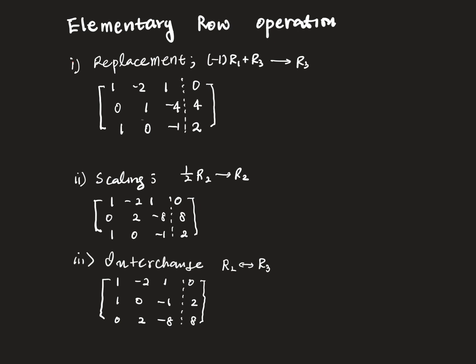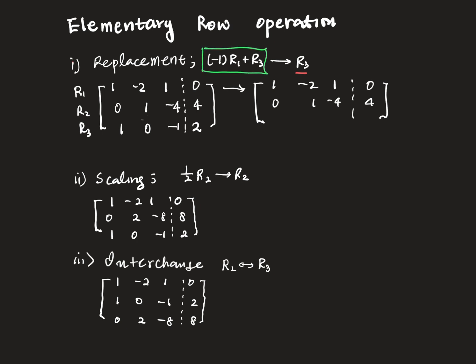Here is R1, R2, R3. What do you want to change here? R3. In that case, everything else is the same. Here is R1, R2 is the same. We only change R3. How are we going to change it?